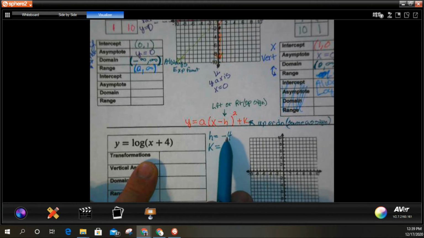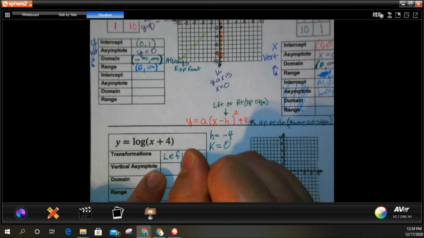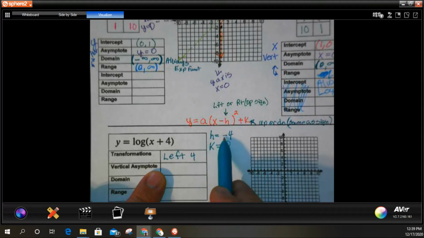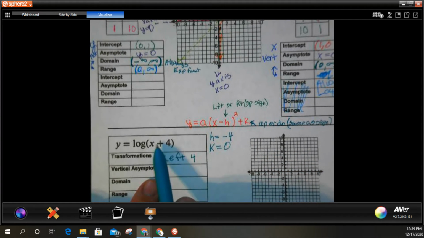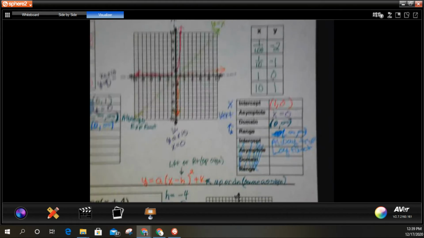That's why we say it's opposite the sign, because it's actually a -4. So left 4. Vertical asymptote. Well, you know what? Let's look at this other problem here. Our vertical asymptote here was x equals 0.